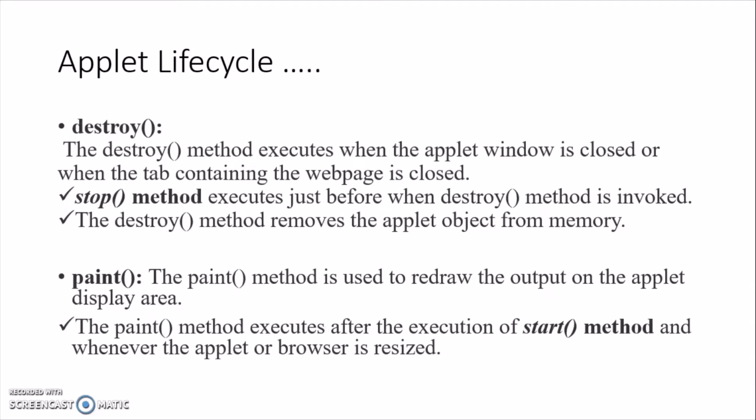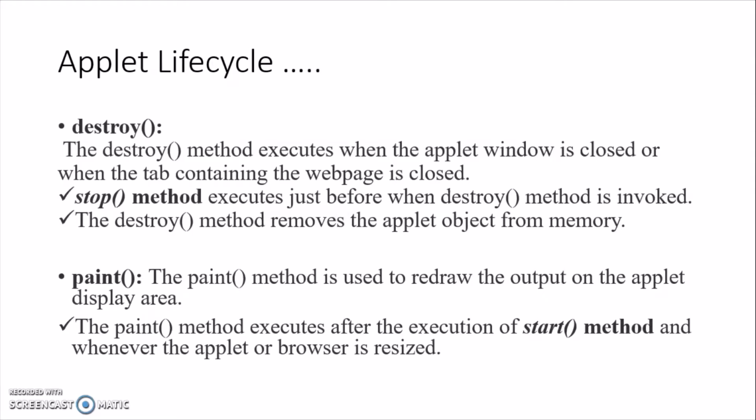The destroy method executes when the applet window is closed or when the tab containing the web page is closed. One thing you have to remember about how destroy gets executed: first of all, it will stop the applet, then it will destroy the applet. Okay. So the stop method executes just before the destroy method is invoked. The destroy method removes the applet object from memory.